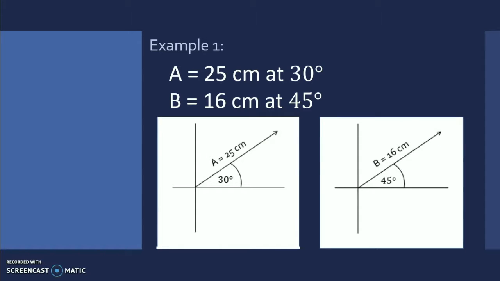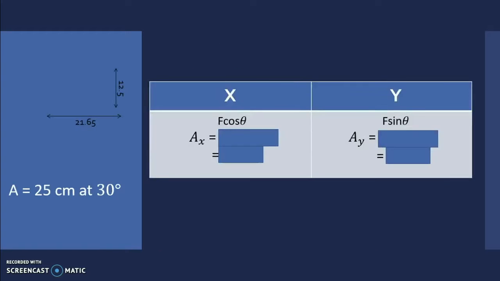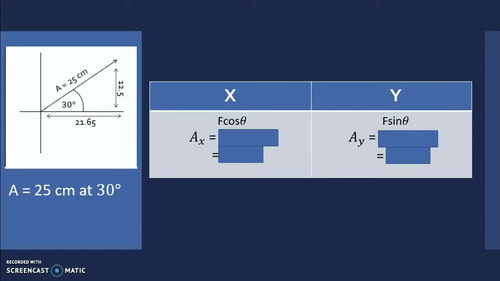Now we must deal with this step by step. First, dealing with vector A. We're going to break down vector A into two components, the x component and the y component. Since the x component is adjacent to the hypotenuse, we can use the cosine function. Now that we have our formula, F cosine theta, we can substitute our values. We get 25 cosine 30, which turns out to be 21.65.